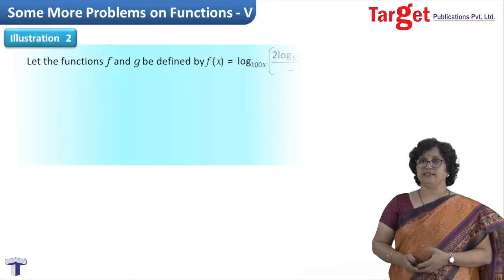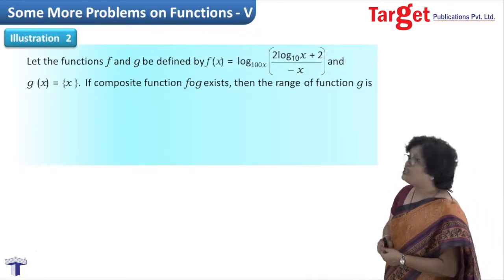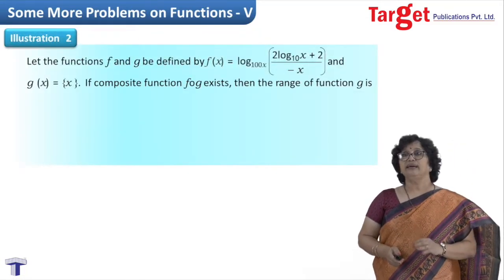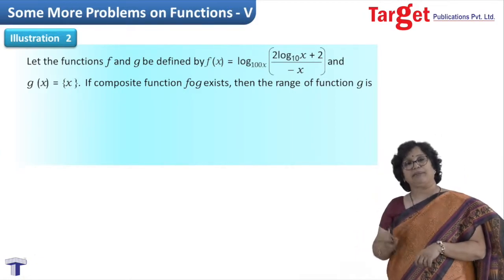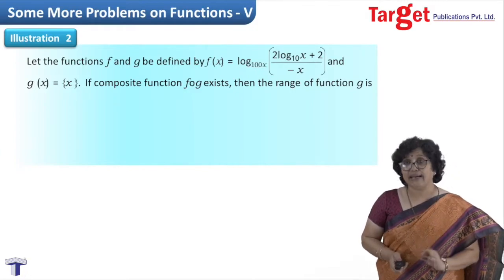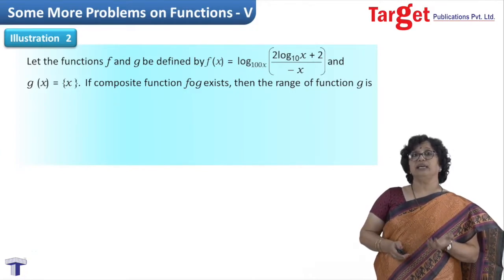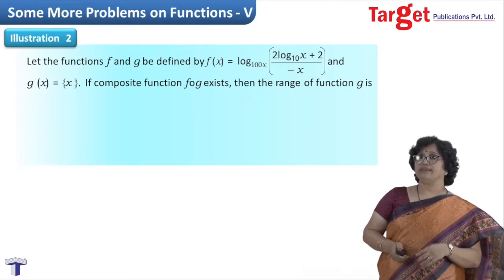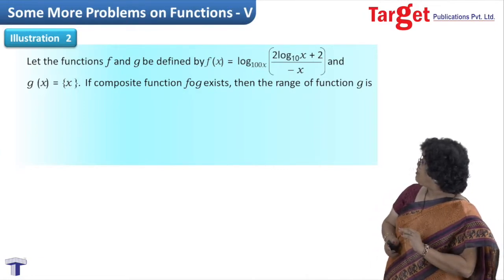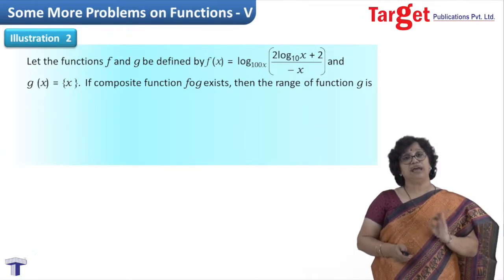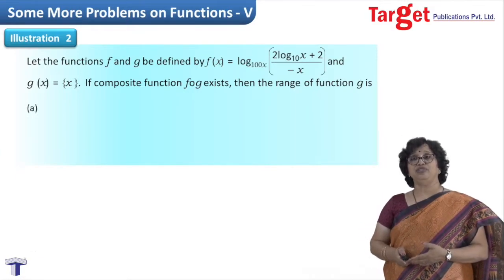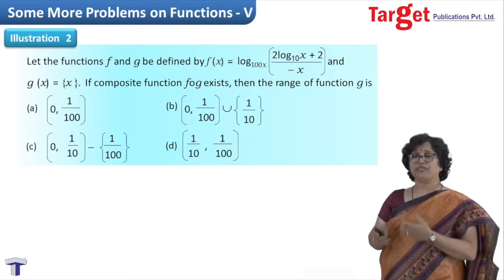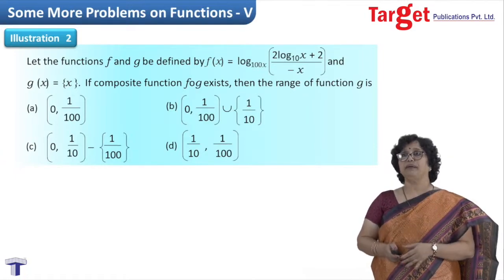The next one is that functions f and g are defined by f(x) equal to log 2 log x plus 2 divided by minus x to the base 100x, and g(x) equal to the fractional part of x. Additional information is that the composite function fog exists, then the range of function g is, and then I have 4 options and the correct option is to be picked up.